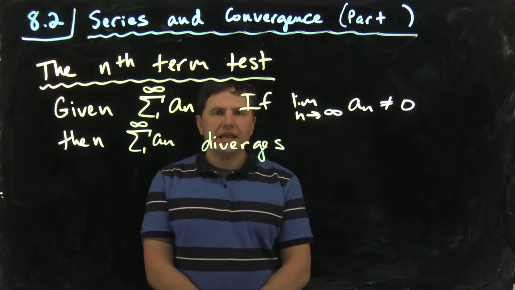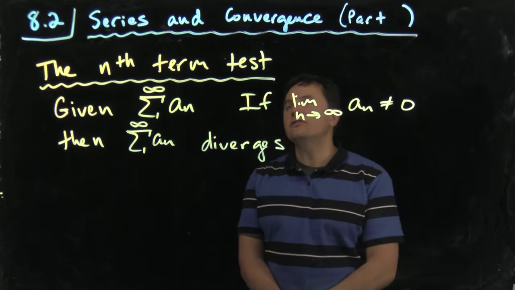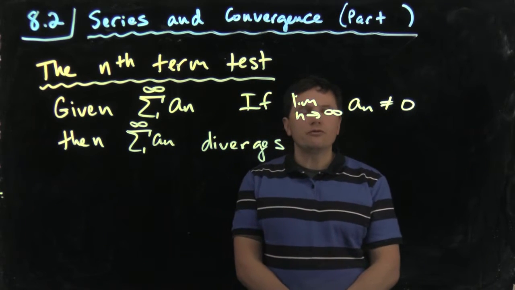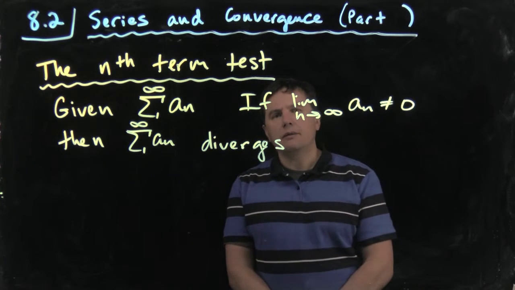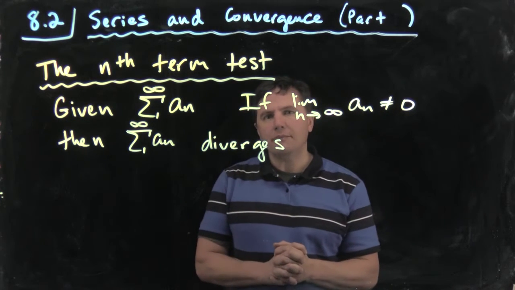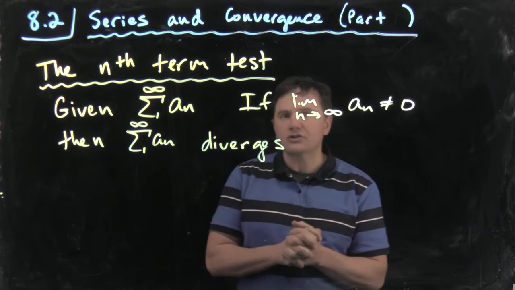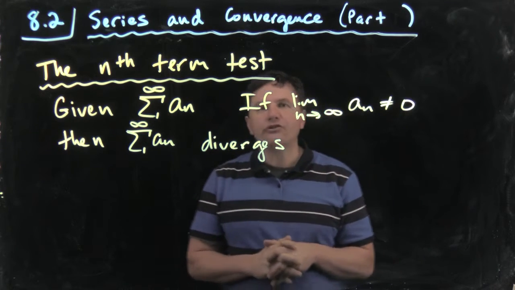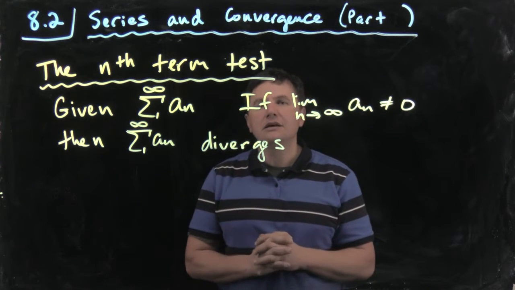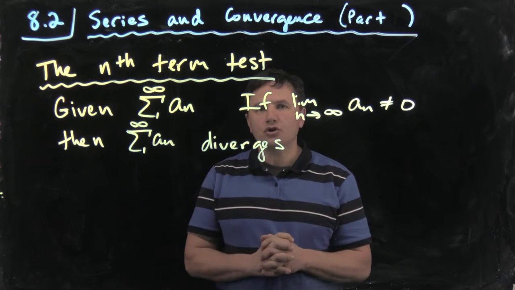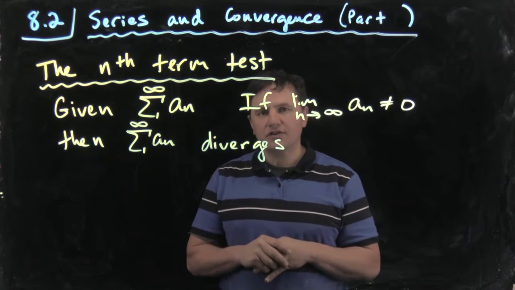Okay, today I'm going to talk about the second part of 8.2, series and convergence. In the first part we were talking about the definition, and we used the definition to analytically show that series converge. Specifically, we dealt with telescoping series. And then we also used our calculators to numerically approximate series that converge, and also to determine whether or not they converged or diverged.